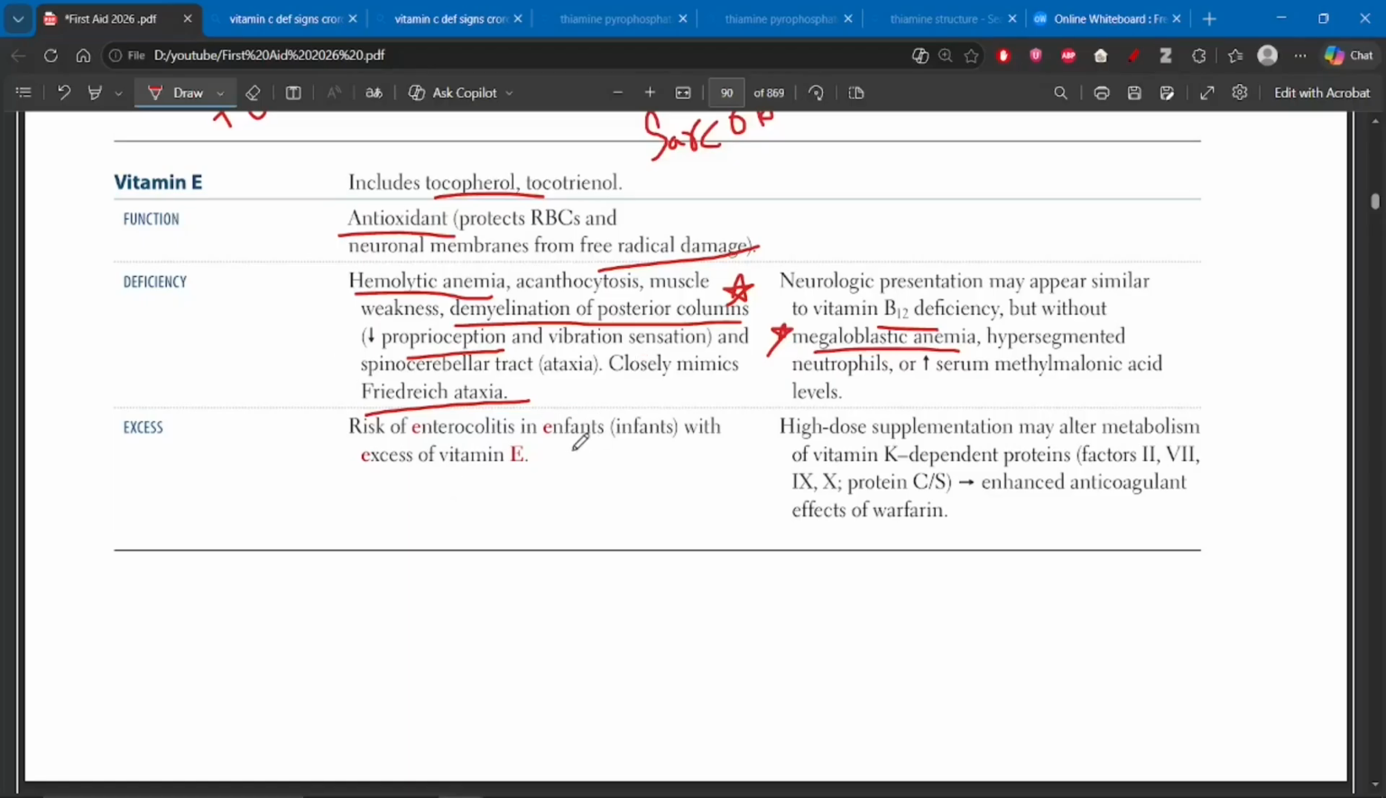Excess can lead to enterocolitis in infants, and it can be caused by high dose supplementation. High dose supplementation can also alter the metabolism of vitamin K, because it can increase the anticoagulant effects of warfarin. Basically, increased vitamin E can lead to decreased vitamin K. So that is what you have to keep in mind.